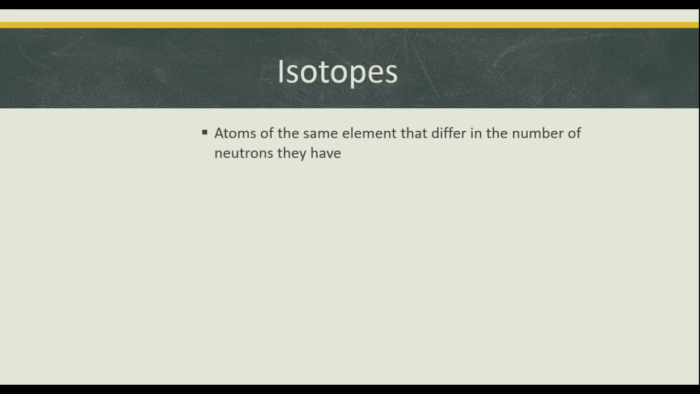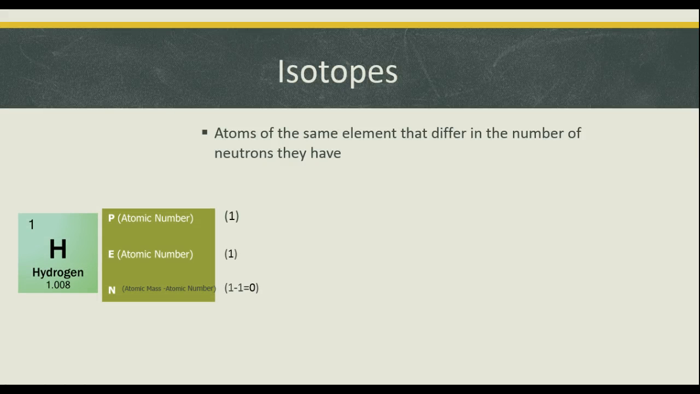Our last topic in this tutorial are isotopes. Isotopes are atoms of the same element that differ in the number of neutrons they have. So this means that the atomic mass will change, because that is the only way that the number of neutrons are going to change in an element. So let's take a look at hydrogen. Atomic mass 1, atomic number 1. So we have 1 proton, 1 electron, and 1 minus 1 equals 0 neutrons.